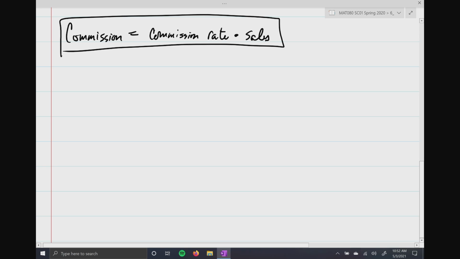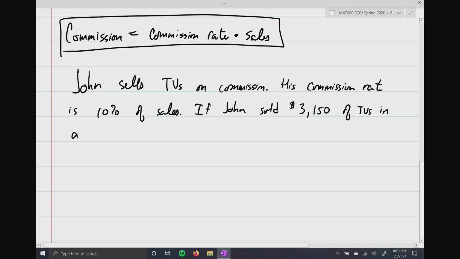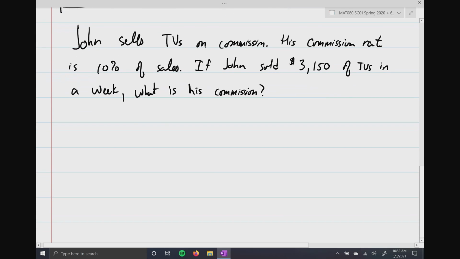Okay? So let's look at just a small example of commission. I'll sell some stuff. John sells TVs on commission. His commission rate is 10% of sales. If John sold $3,150 of TVs in a week, what is his commission? All right, so it's just a straight problem. Now, we know commission equals the commission rate times sales.